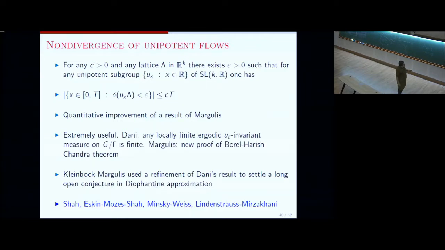Let me come lastly to this Kleinbock-Margulis thing. This really set off another industry. So there was this long open conjecture in Diophantine analysis called Sprindzuk's conjecture, which had to do with whether a typical point on a surface is well approximable by rationals or not. Conjecturally, it's not. What Kleinbock and Margulis did is that they used a refinement of Dani's non-divergence estimate and another refinement of Dani's correspondence, two refinements of two different results, and settled the conjecture. And this paved the way for many, many interesting results in the subject.